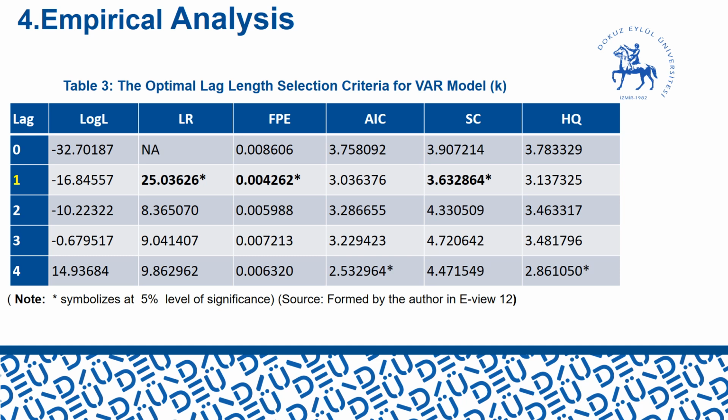As you can see, table 3 reveals the result of optimal lag length selection for the VAR model. According to the 5 different criteria, the optimal lag length is determined as 1. Therefore, the value of k is selected as 1.